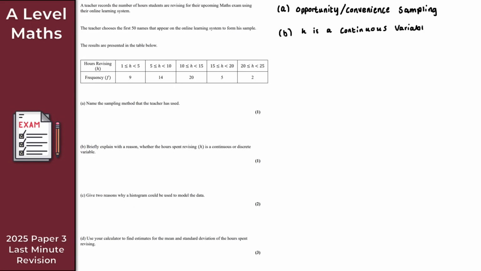And why is that the case? Well, H is a measurement of time, and time is a continuous variable, because we can pick 2 points and then choose somewhere in between. So H is a continuous variable as time is a continuous variable.